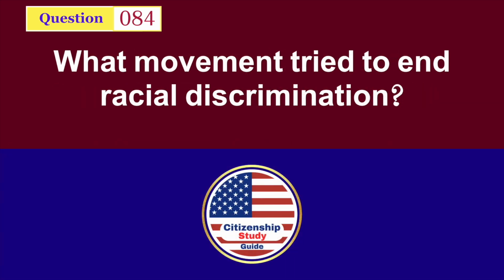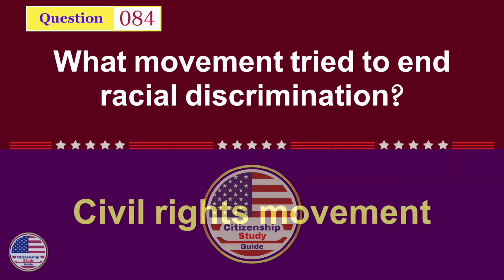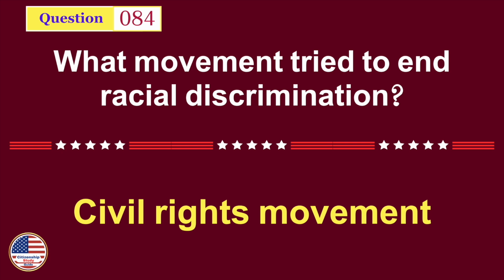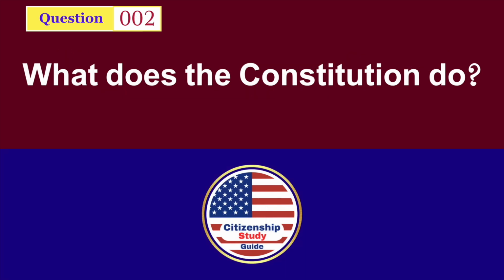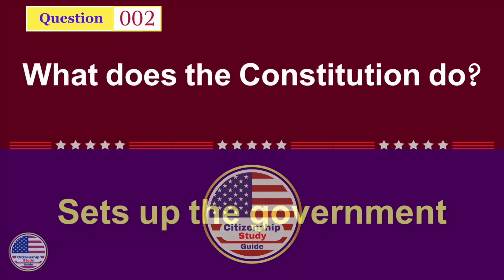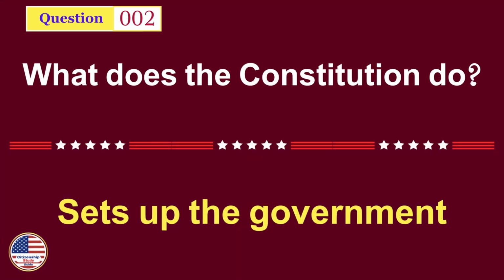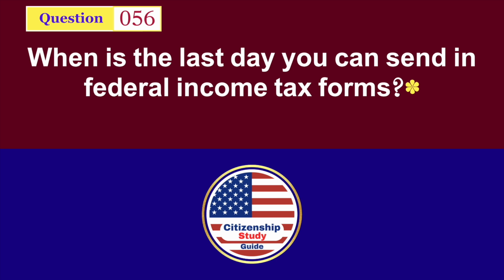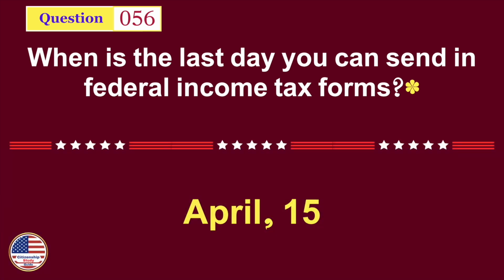What movement tried to end racial discrimination? Civil rights movement. What does the Constitution do? Sets up the government. When is the last day you can send in federal income tax forms? April 15.